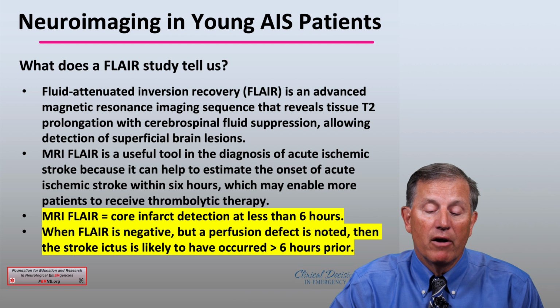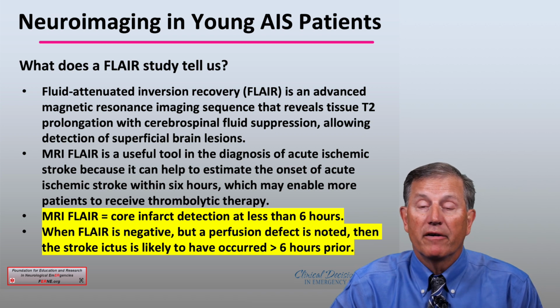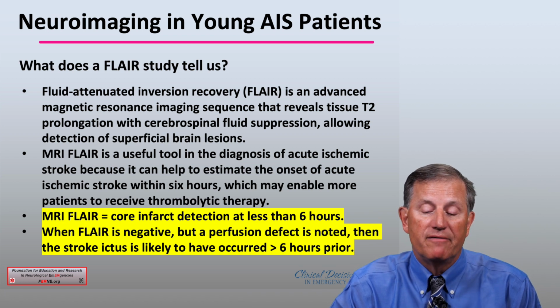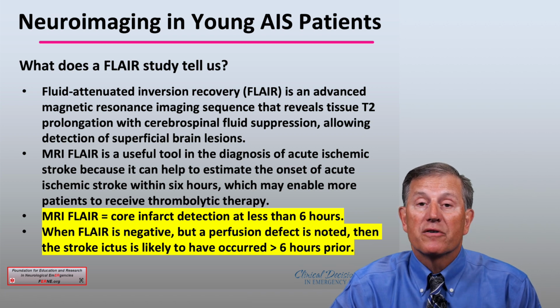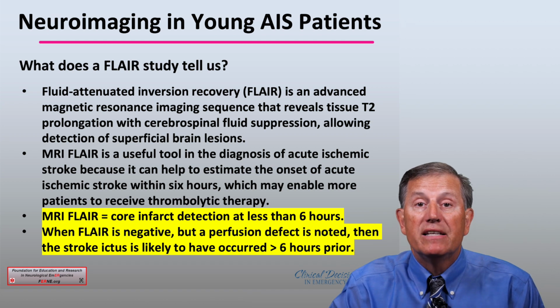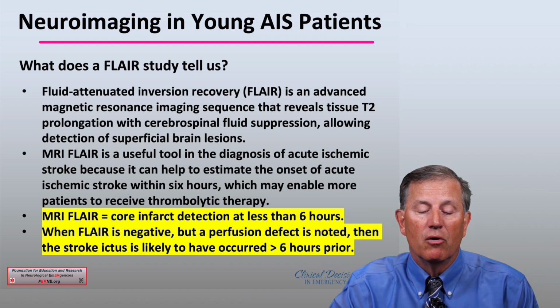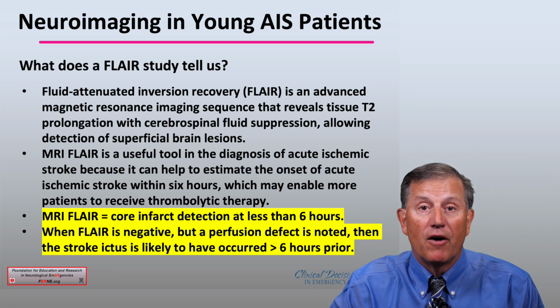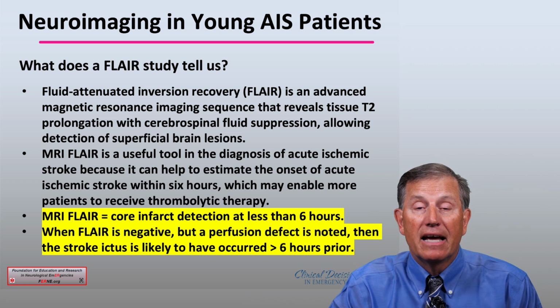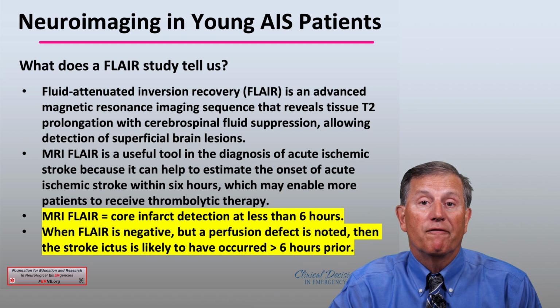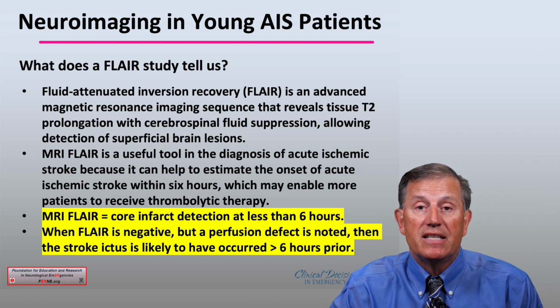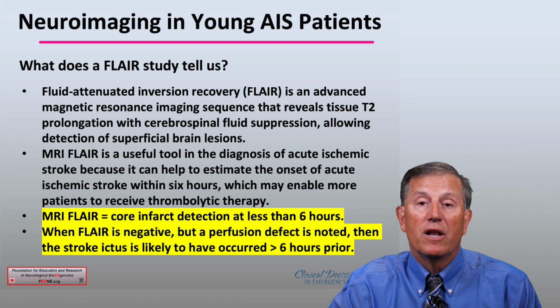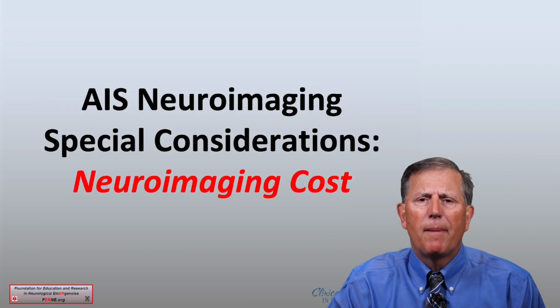So the MRI FLAIR is good at detecting the core infarct at less than 6 hours. And when the FLAIR is negative, but a perfusion defect is noted, then the stroke ictus is likely to have occurred greater than 6 hours ago, but still within the time frame where EVT, aggressive therapies, may be useful. In other words, if the FLAIR is negative and there's no demonstration of a core infarct, but an ischemic penumbra is identified, it is then possible to refer these patients for more aggressive EVT therapies between 6 and 24 hours.